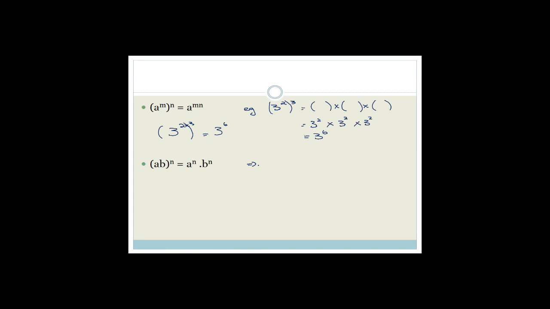Okay, let me give you an example. If I have 3 times 5 and I take it to the power of 2, then what we're doing is we're going 3 squared times 5 squared. Okay, that is that rule there. Everything within the bracket gets the power of that value up there.